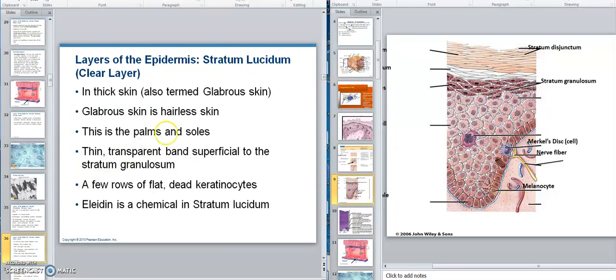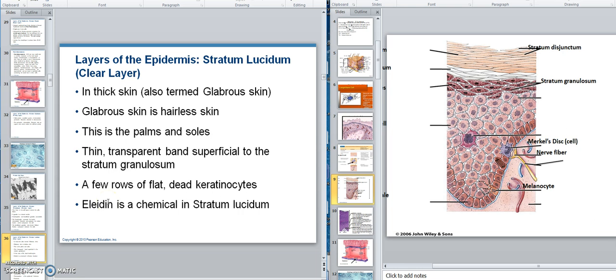All right. Then we get to the Stratum Lucidum. Now remember, the Stratum Lucidum is only located in thick skin. Another name for thick skin is glabrous skin, or hairless skin. This is the palms and soles. It's a thin, transparent layer. There, the keratohyalin has been further enzymatically acted upon to form a substance called eleidin.